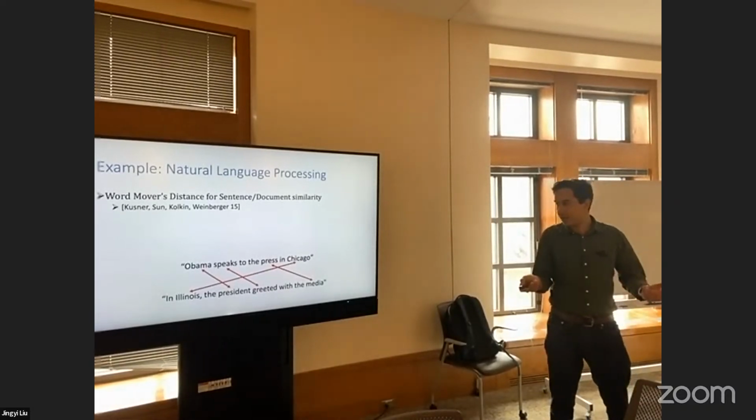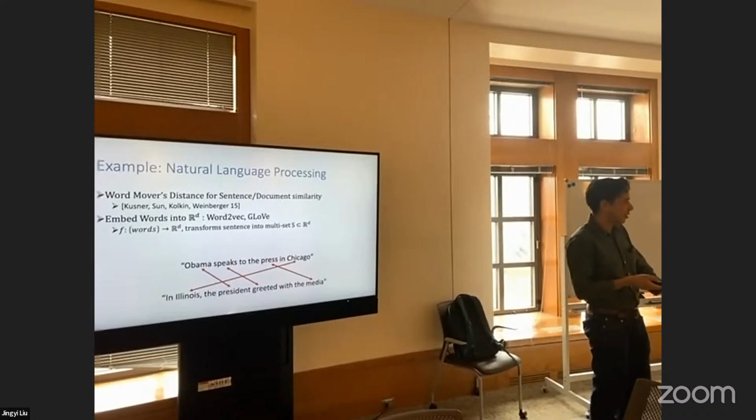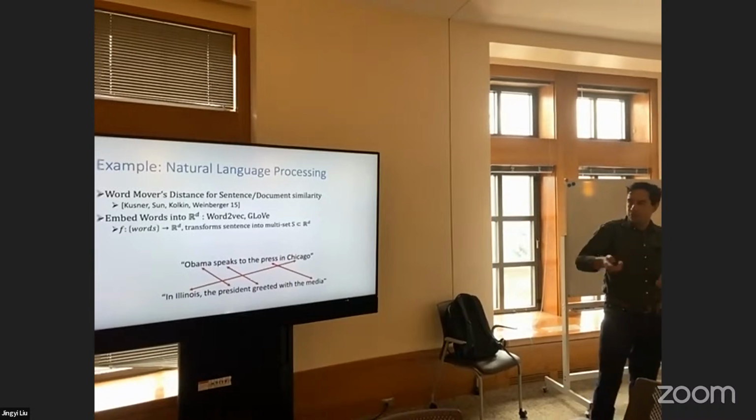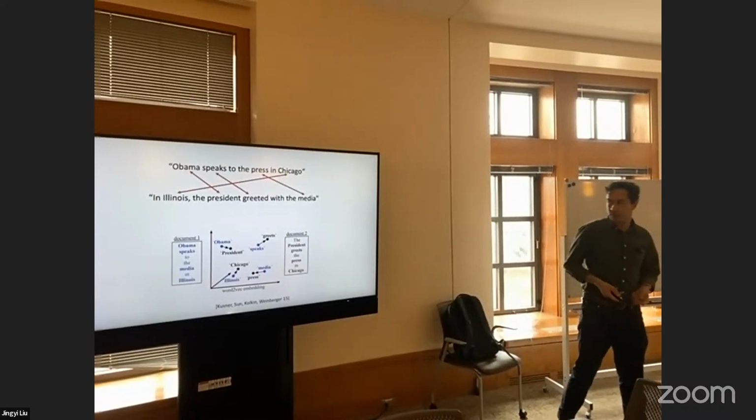And the way we can make that a nice computer science problem is we can use word embeddings, which take each one of these words and embed them into a high dimensional Euclidean space, such that similar words map to similar vectors in the metric space. And now I could just use Earth mover distance on these word embeddings, this set of vectors, as a proxy for the similarity between these sentences.